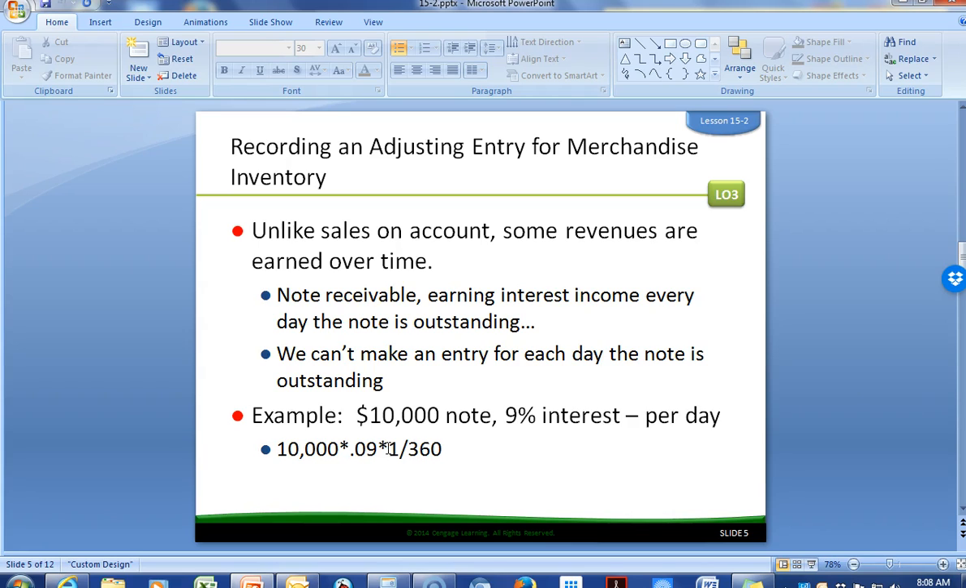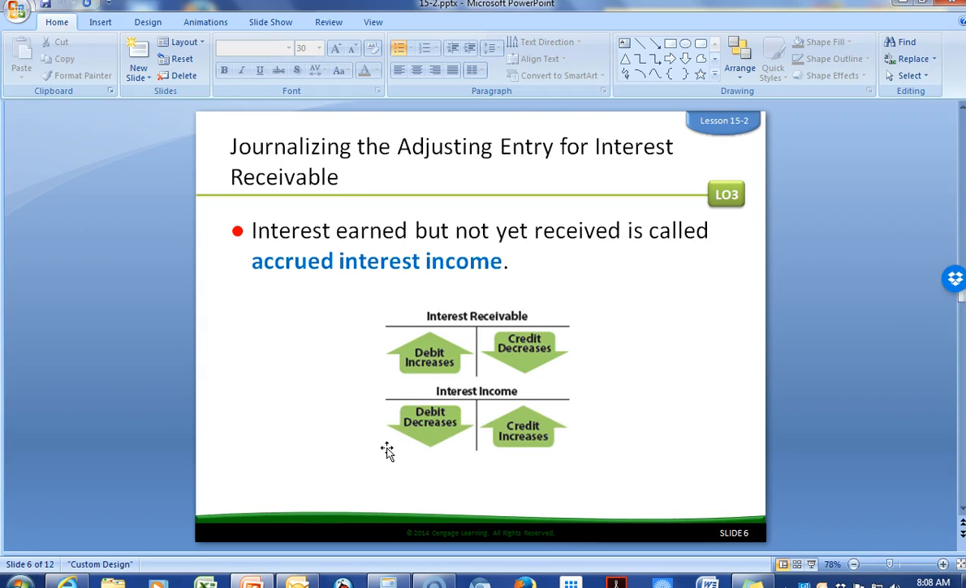Revenue earned in one fiscal period but not received until a later fiscal period is called accrued revenue. A company must identify the period of time for which the accrued revenue should be recorded. The number of days is used to calculate the amount of the adjusting entry. The adjusting entry for accrued revenue increases a revenue account, which is a credit, and increases a receivable account, which is a debit.